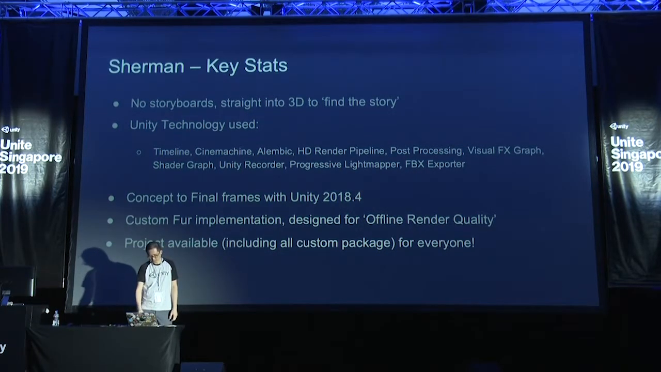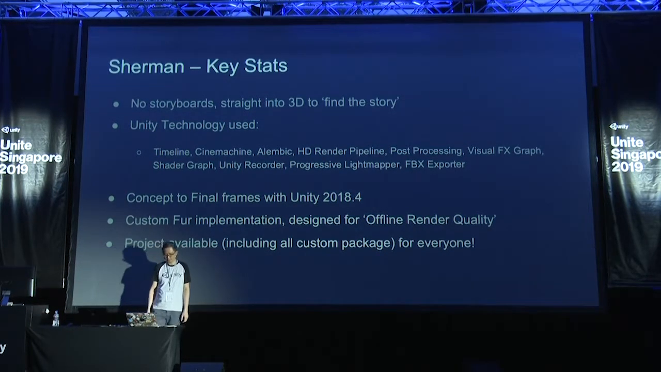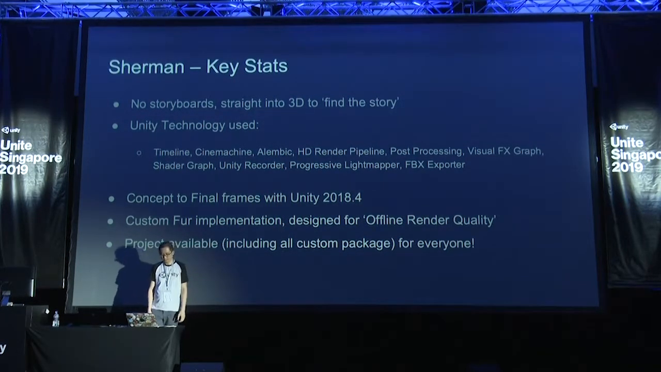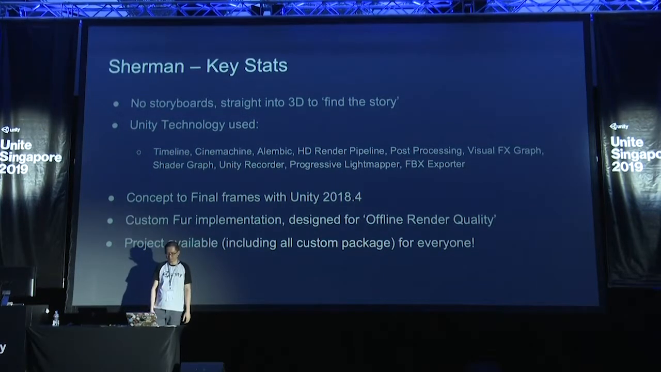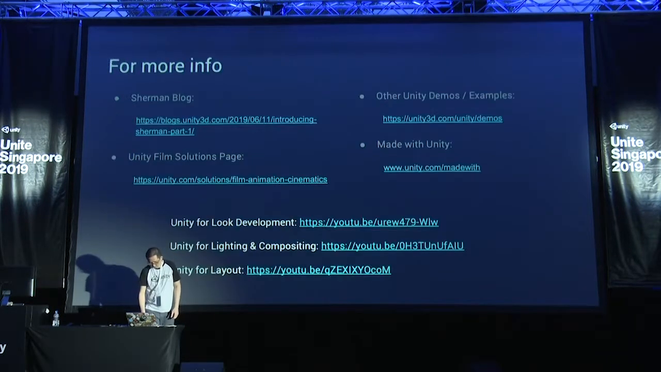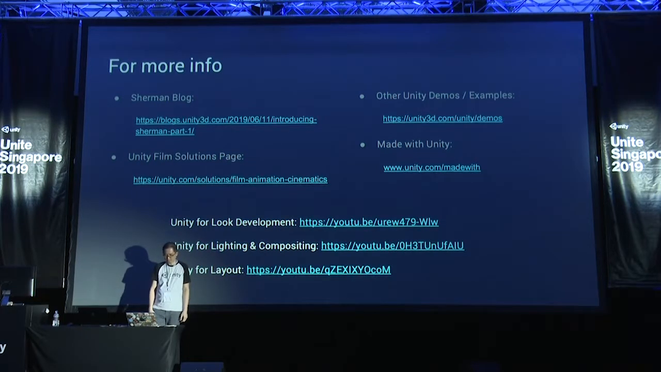So the project was created in Unity 2018.4, from concept to final frame. Everything from the fur implementation to the offline render quality stuff. And if you want to give it a try, the project is available, including all the custom packages like the filmic motion blur and fur, if I'm not wrong. And you can check out the blog from this link here.